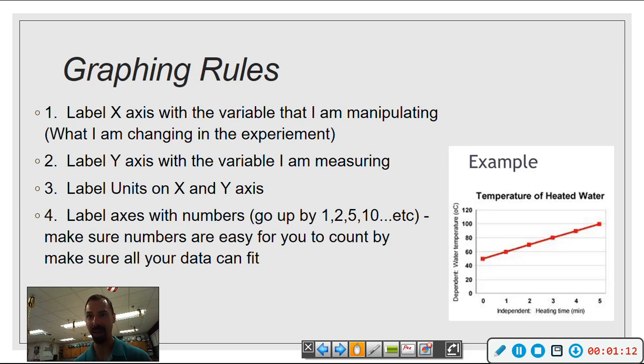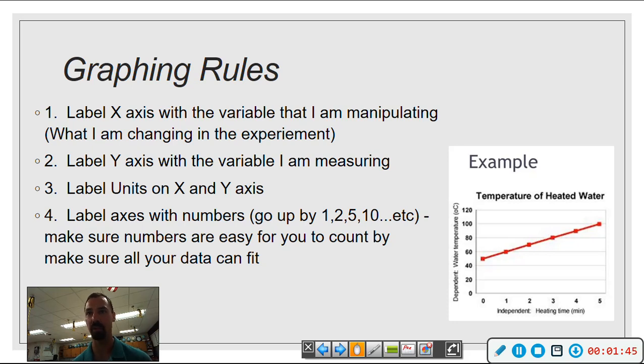The y-axis, on the other hand, is called the responding variable, also known as the dependent variable, and this is the one you're going to be measuring in the experiment. In this temperature example, it's the temperature of heated water over time. Basically, the stopwatch is started by the experimenter, and then every minute it looks like they're taking the temperature. So that's why that goes on the y-axis. That's often a hard thing to figure out for a lot of students.